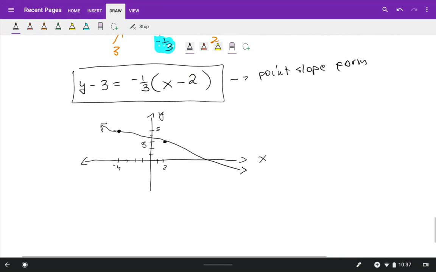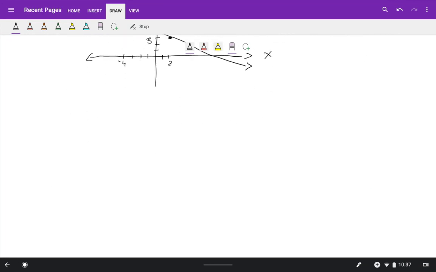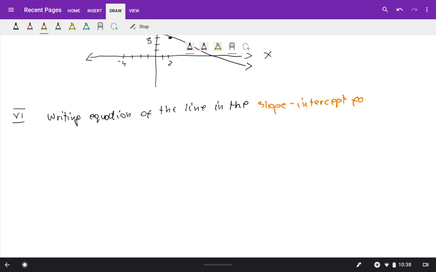Okay. Next objective, objective 6. In objective 6, we're going to write the equation of the line in slope intercept form. That's the form which most of you know already. This is a very popular form of the straight line.